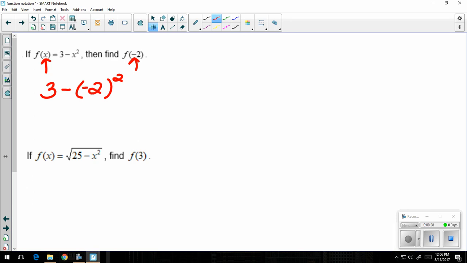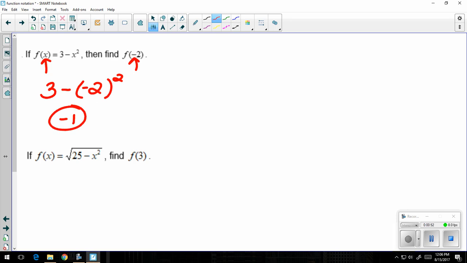So you want to make sure that you have parentheses, especially if you're going to be using your calculator. So anytime you see an x, set up a parentheses and then fill it in from there. Your negative goes with the 2, so it has to be inside the parentheses. Easiest thing from here is to type this whole expression exactly as you see it in the calculator. When you do that, you should get negative 1 as your answer.